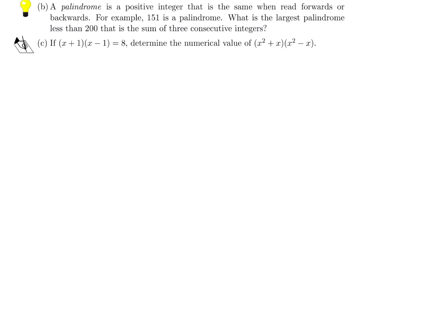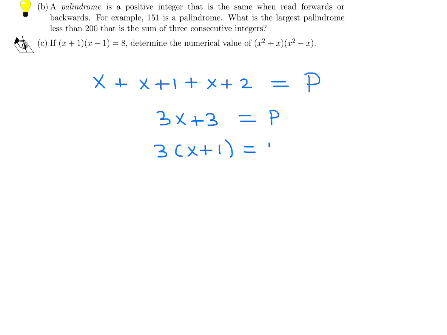A palindrome is a positive integer that is the same when read forwards or backwards. For example, 151 is a palindrome. What is the largest palindrome less than 200 that is the sum of three consecutive integers? So we have three consecutive integers, x, x plus 1, and x plus 2. And when you add them, they are going to equal some palindrome. So this is 3x plus 3. Now I can factor out a 3, and I get 3 times x plus 1. So this palindrome obviously is a multiple of 3. It is divisible by 3.